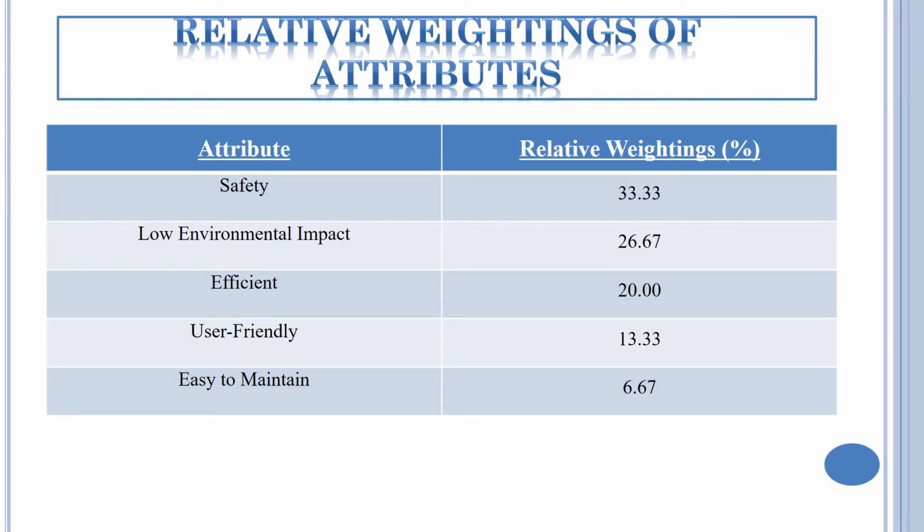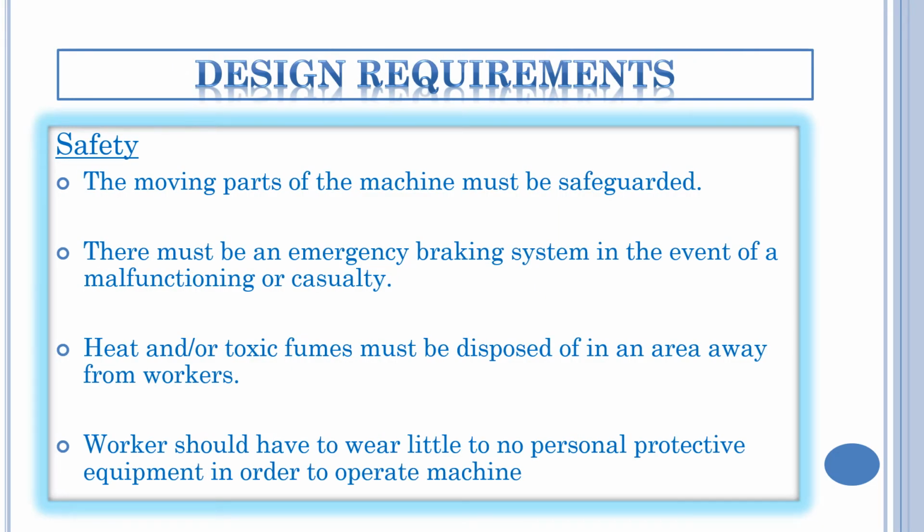So we move on to the design requirements, where the attributes are a qualitative representation of what the user wants. To make these attributes a reality, we as an engineering team converted these qualitative representations to quantitative representations of what the user wants. The design requirement is a list of requirements the design should and must have. For example, since safety is the highest user requirement, the moving parts of the machine must be safe. Now you all can look at the other design requirements our team came up with in order to fulfill the user requirements.